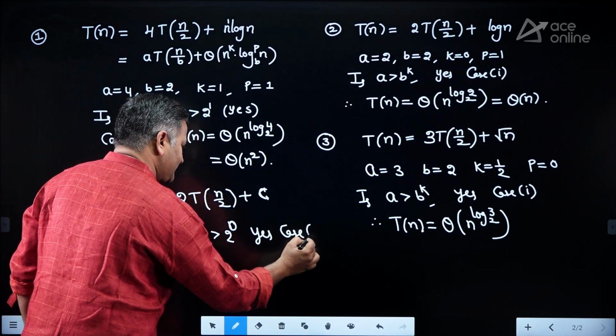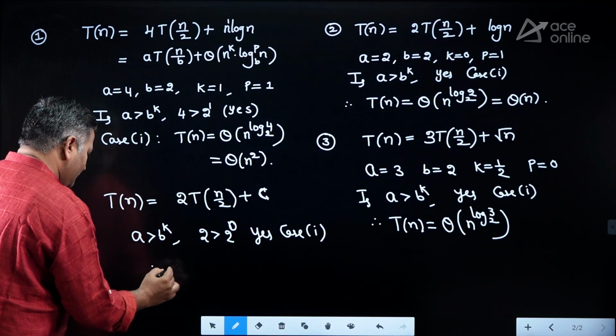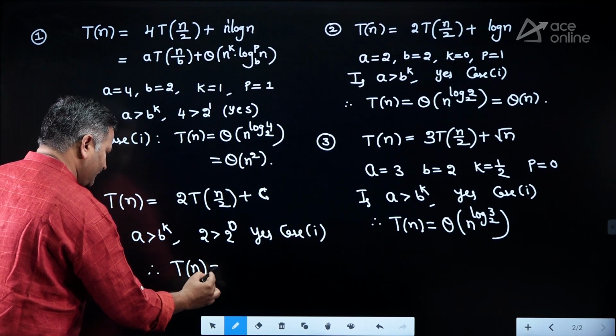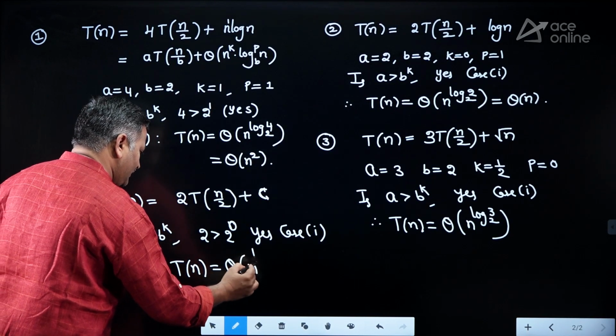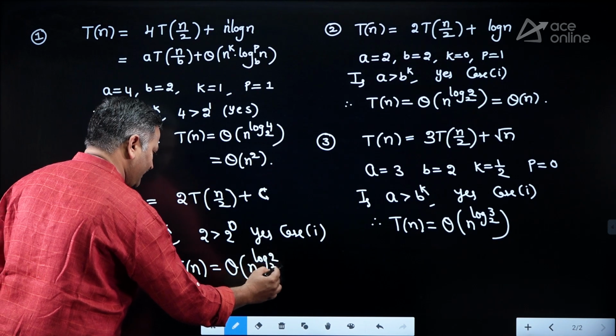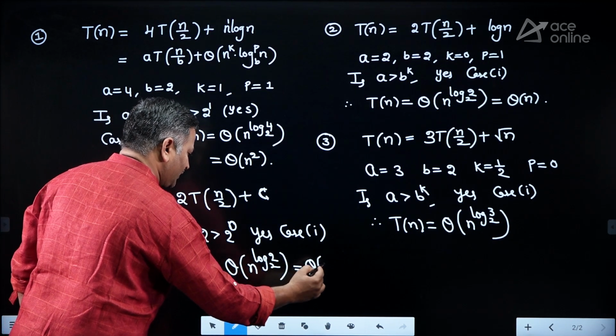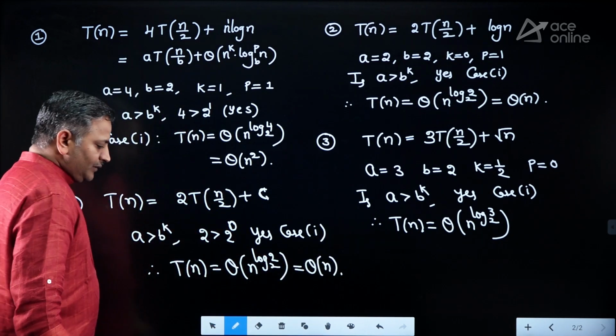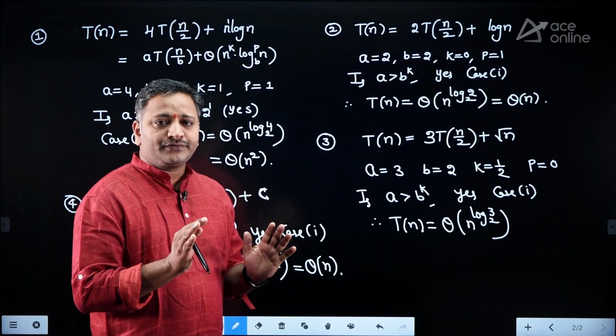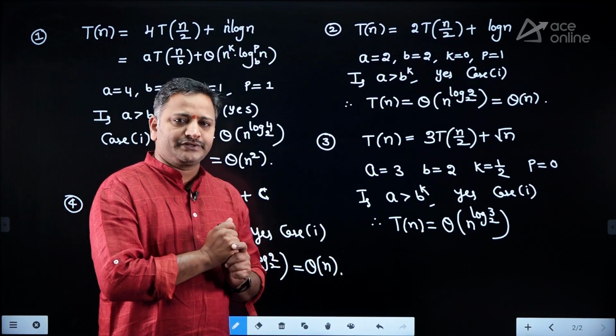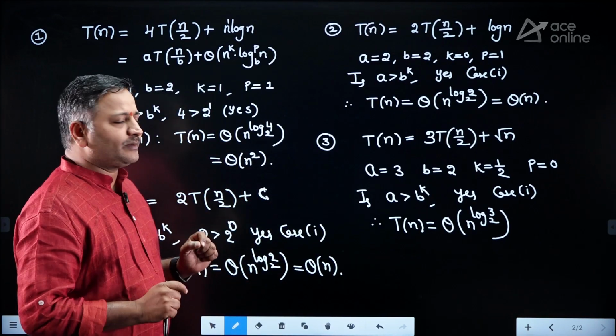So it belongs to case number 1. Therefore, T of n is equal to theta of n to the power of log 2 base 2, which equals theta of n. So these are 4 different types of questions in the first case of master theorem. See how I explain this problem.